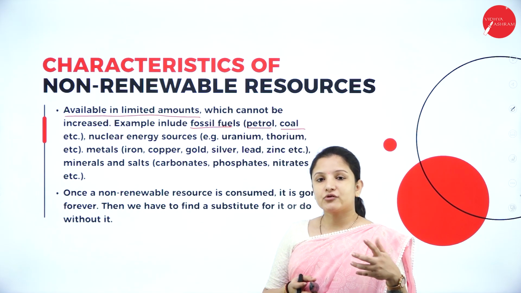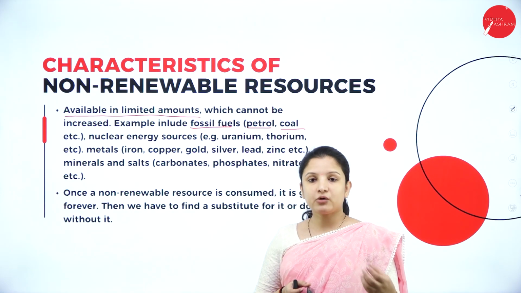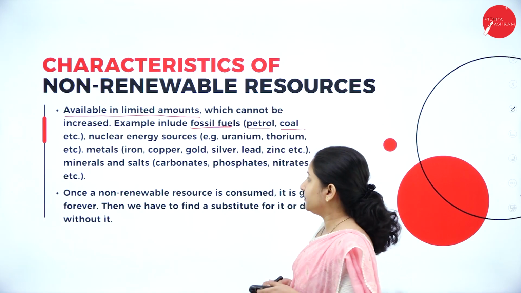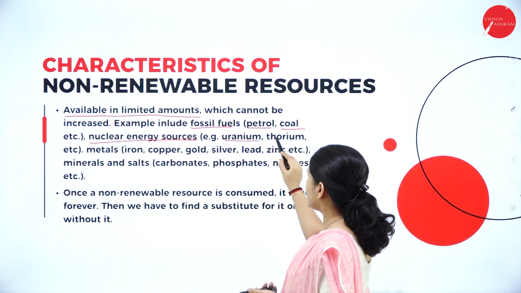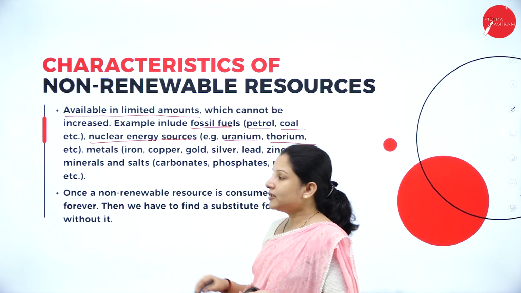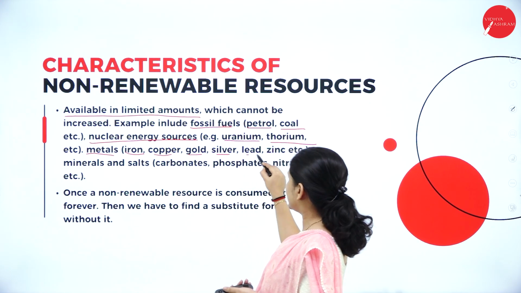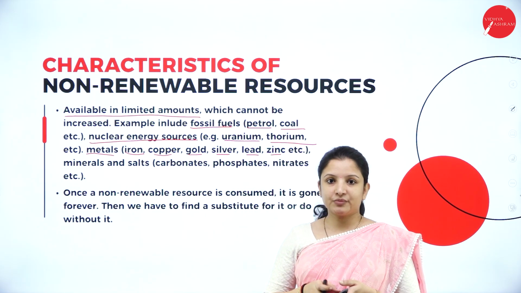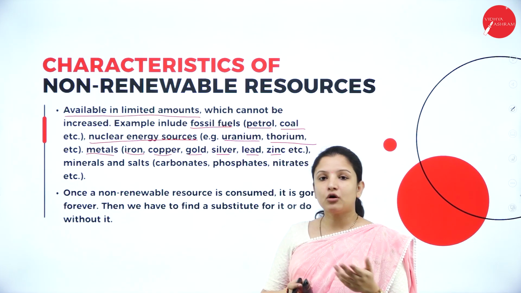As I told you, petroleum products, coal products and all can be depleted very soon if they are not cautiously used by the people. And we have nuclear energy sources such as uranium, thorium, etc. Then some metals such as iron, copper, gold, silver, lead, zinc, etc. Can we manufacture gold? Not possible, right? Or can we manufacture any of these metals? Not possible.